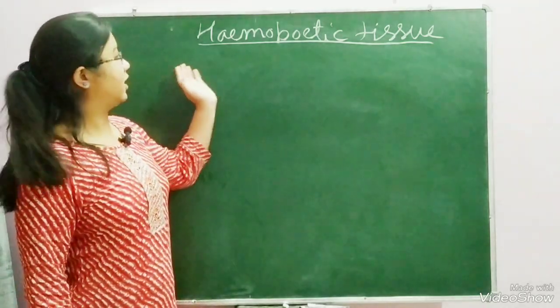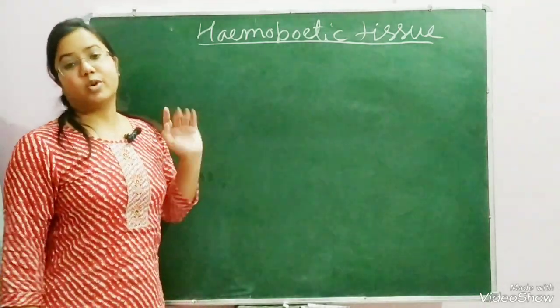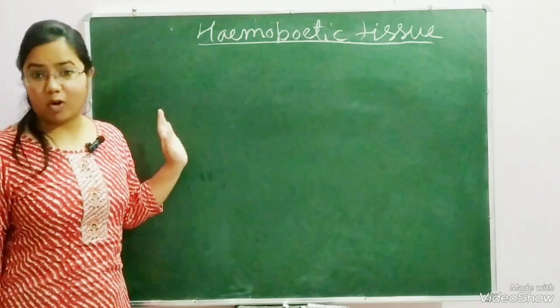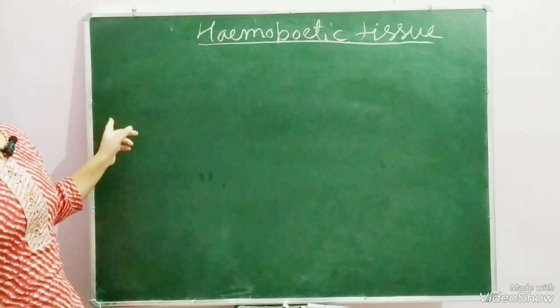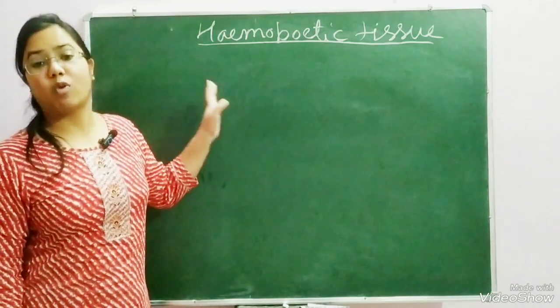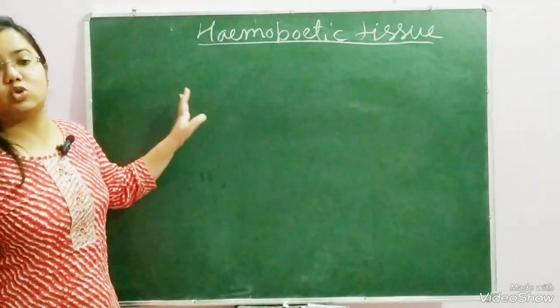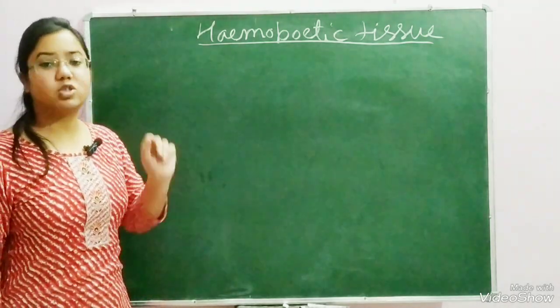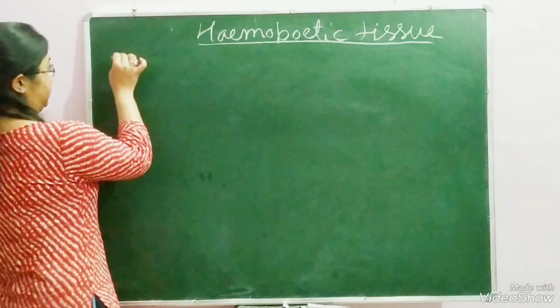Today's topic is haemopoietic tissue. So, what is haemopoietic tissue? Haemopoietic tissue is the blood forming tissue, or the tissue that forms blood cells or blood corpuscles.